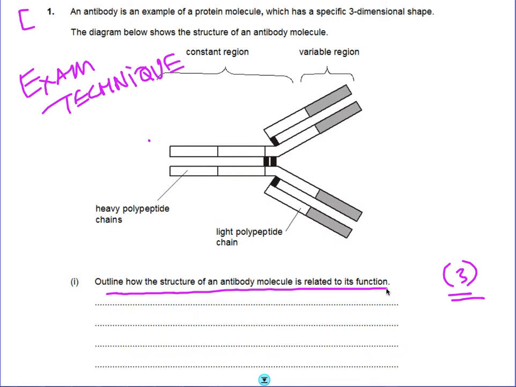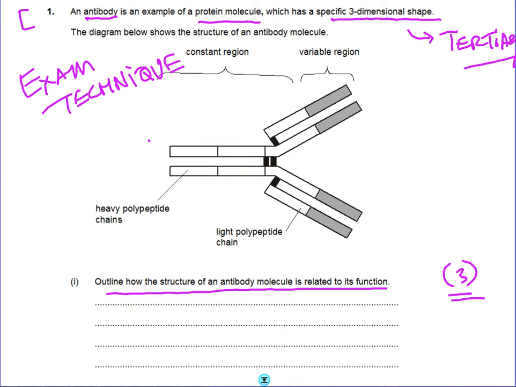So it says, an antibody is an example of a protein molecule. As I'm going through, I'm underlining the key terms that I might need to know about. So I see an antibody is an example of a protein molecule, and it has a specific 3-dimensional shape. As I'm going through that, I'm thinking, all right, in the book, or from the lessons I've been in, I know that 3D shape means tertiary structure.